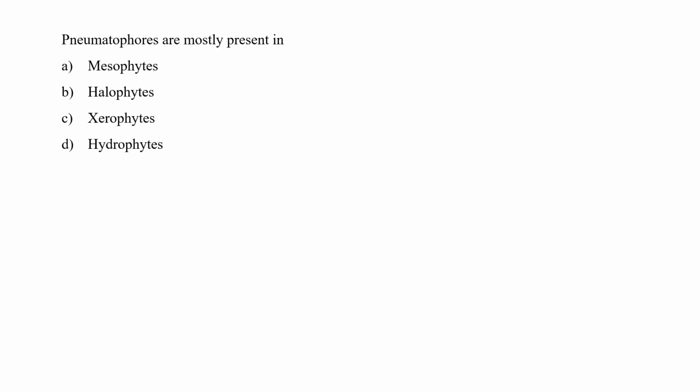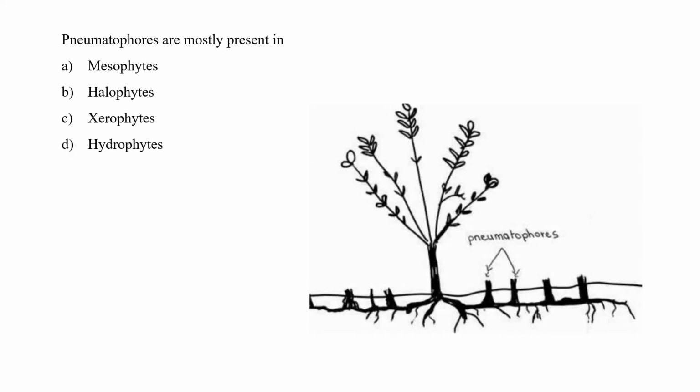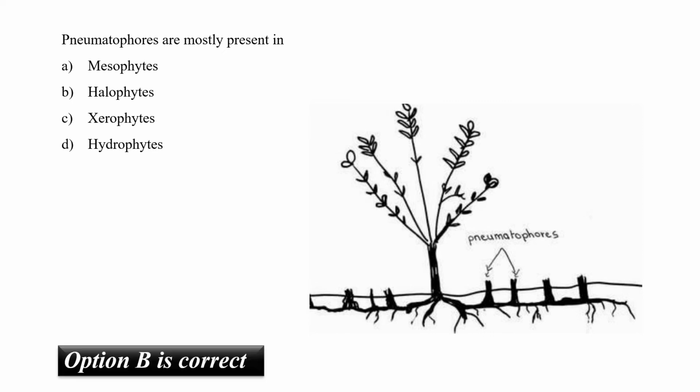The next question is, pneumatophores are mostly present in. Options are mesophyte, helophyte, xerophyte and hydrophyte. A number of helophyte plants possess small negatively geotropic vertical roots called pneumatophores. These special types of breathing roots stemmed out from the subterranean root system have lenticels for gaseous exchange. So the correct answer here is option number B, helophytes.